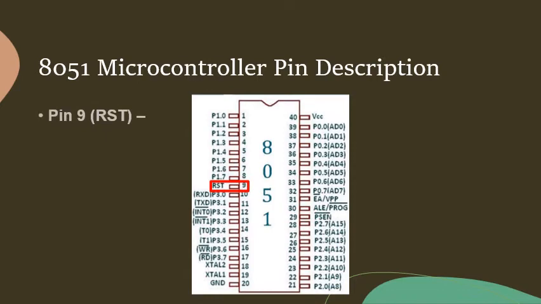Next, pin number 9, reset pin. It is an active high input pin. Therefore, if the reset pin is high for a minimum of 2 machine cycles, the microcontroller will reset. That is, it will close and terminate all activities. It is often referred to as the power on reset pin because it is used to reset the microcontroller to its initial values when power is on.